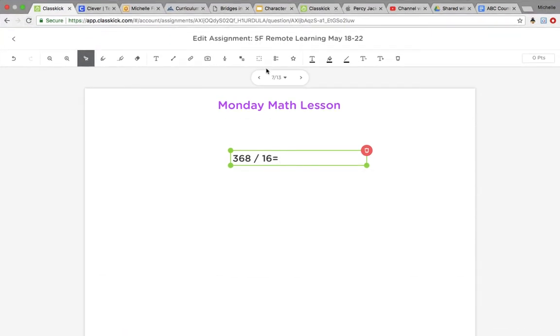All right, this week we are going to review some division. So let's go over how to divide using a ratio table to help you. So here we've got 368 divided by 16. So I'm going to write the problem over here.